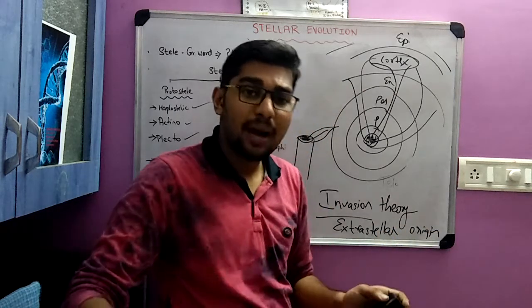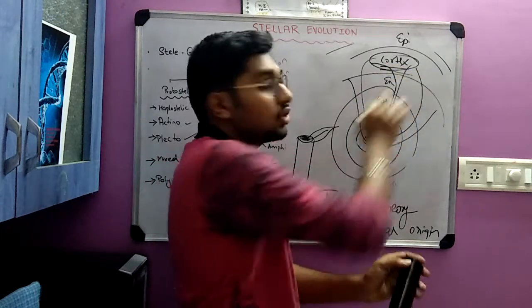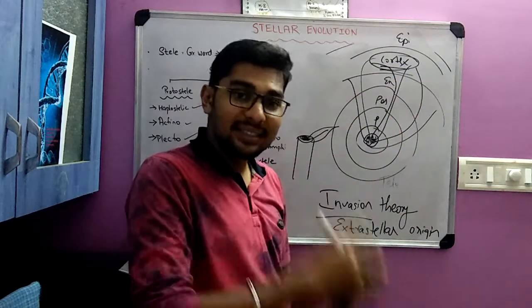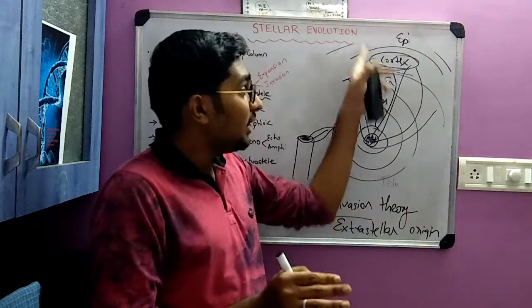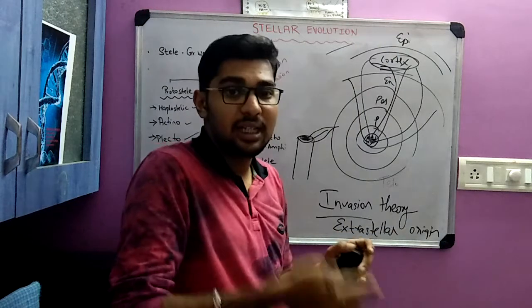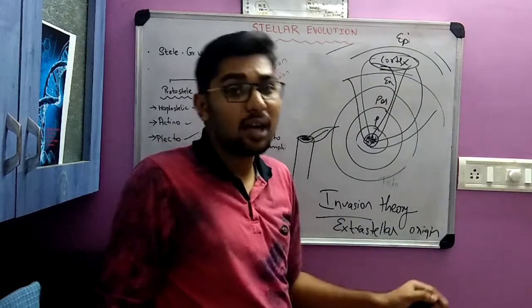Extrastellar. It is not part of stele. The cortex is not part of stele. Only xylem, phloem, pericycle, endodermis and pith are part of stele. Cortex and epidermis are outside the stele, extrastellar. So they are not part of stele.